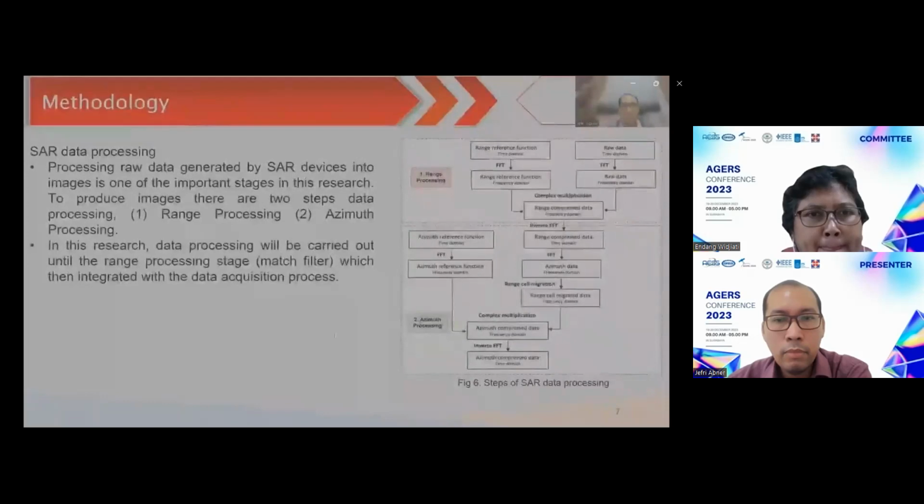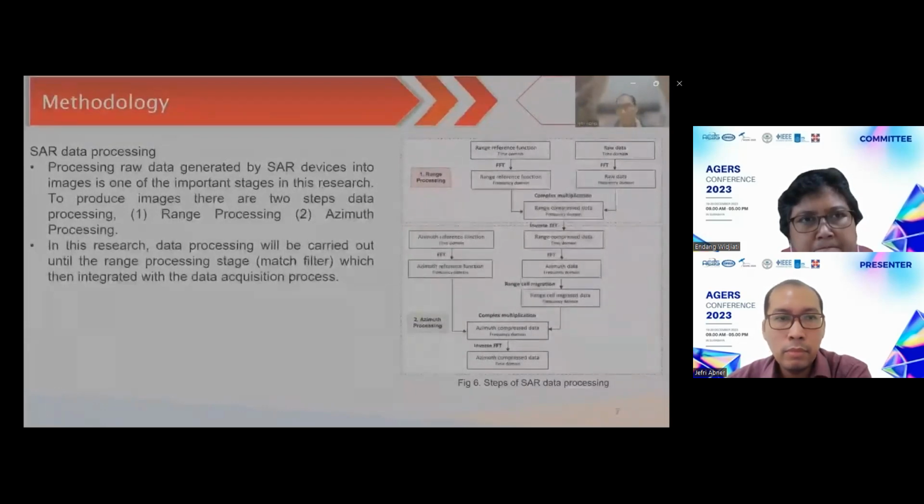SAR data processing. Processing raw data generated by the SAR device into an image is one of the important stages in the research. To produce an image, there are two steps of data processing. First, range processing, and the second is azimuth processing. In this research, data processing will be carried out until the range processing stage, that is match filtering, which is then integrated with the data acquisition process.